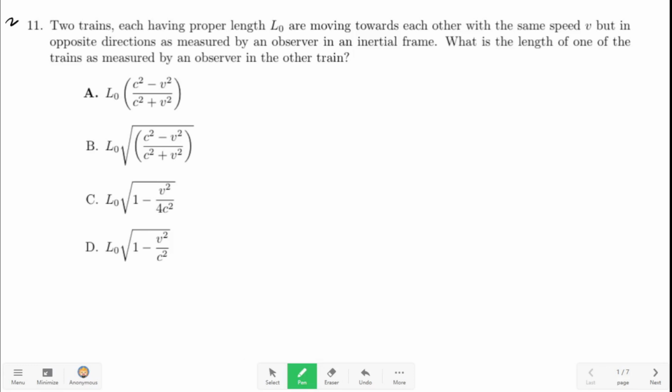Here we deal with the problem from JEST 2024. We have two trains each having proper length L0. Now proper length means the length of an object in a frame in which the object is not moving, and both of the trains are moving towards each other with the same speed v but in opposite directions as measured by an observer in an inertial frame.